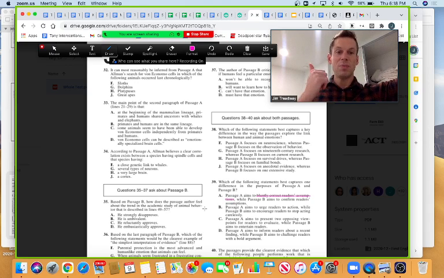So, BEGS, B-E-G-S. The B is believable, but not stated in the passage. The E is too extreme. G is it just straight up goes against the main point of the passage. It literally says the opposite of what the whole point of the passage was. It's actually pretty common wrong answer. You'll see it often enough.